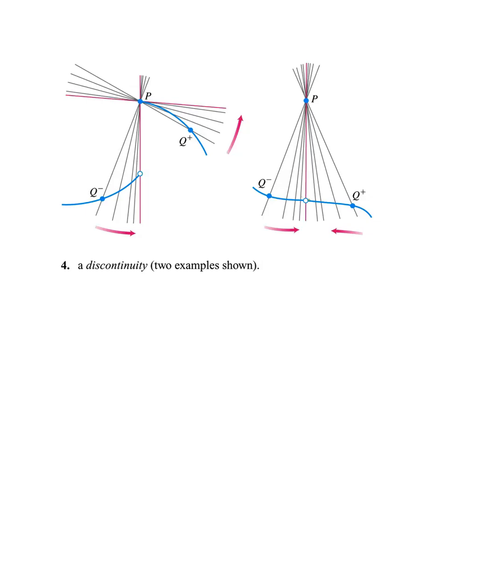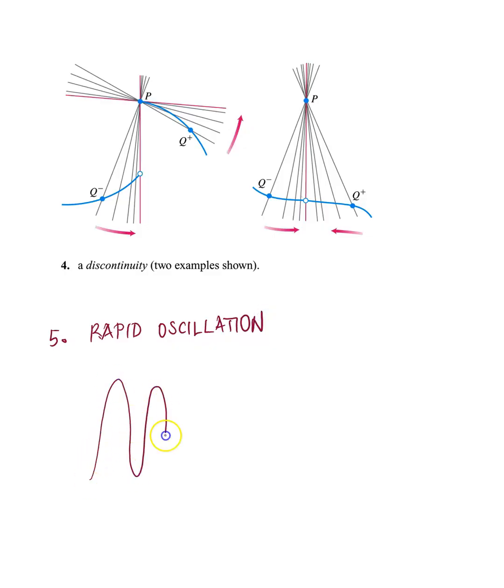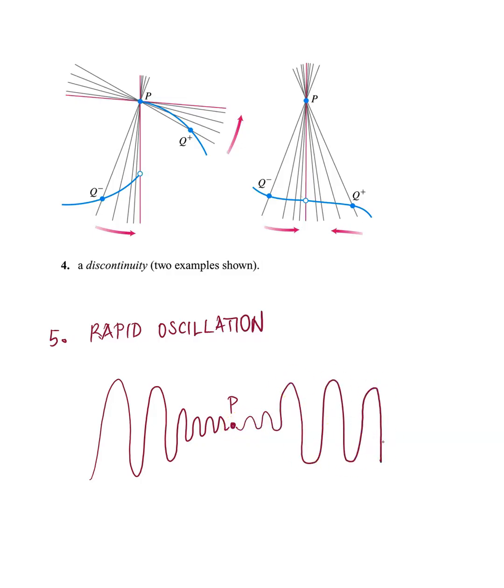And I can even add another condition, number 5. This is something we've seen before, rapid oscillation. You have the graph oscillating, and it's so rapid near that P, say that's the P, that you really don't know what's happening. We have this rapid oscillation that goes up and down near P, and there's no way for us to figure out what's happening there. The closer you go, it just keeps going endlessly.